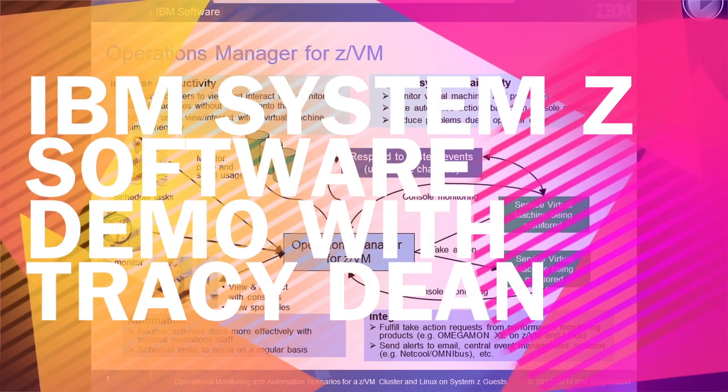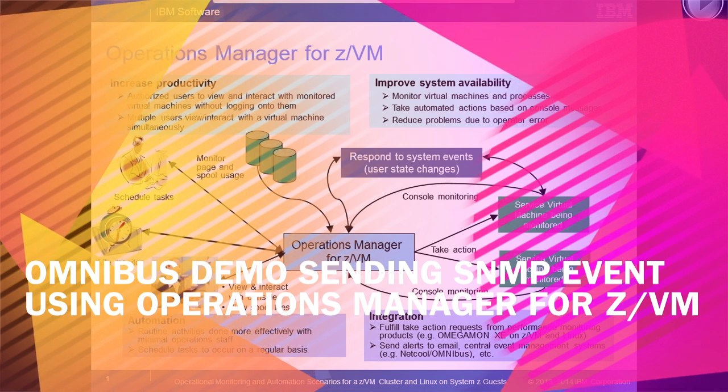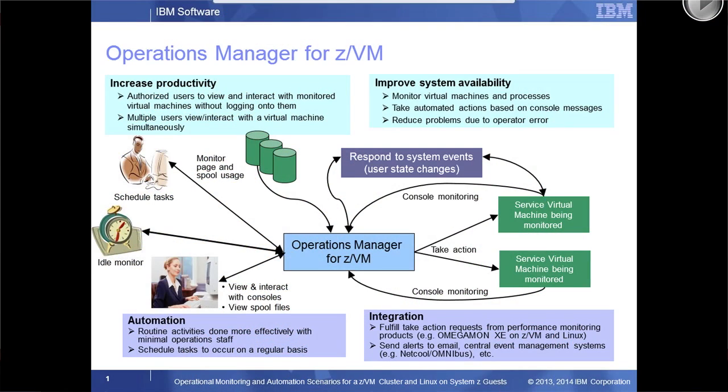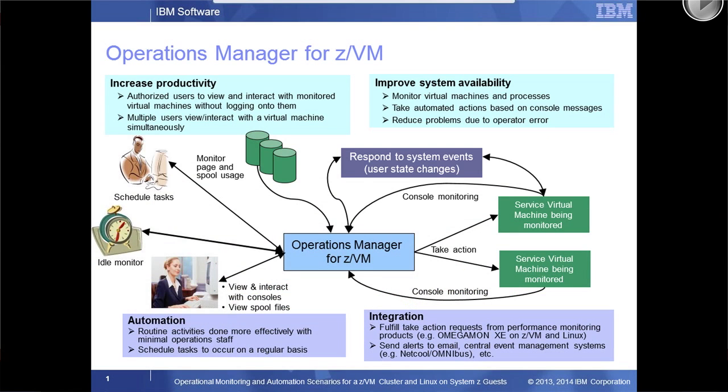Hi, my name is Tracy Dean, and I'm here today to show you a demo of using Operations Manager to send alerts over to IBM's Netcool Omnibus, the Enterprise Alert System. Let's first start by introducing Operations Manager very quickly and the function that we're going to use.